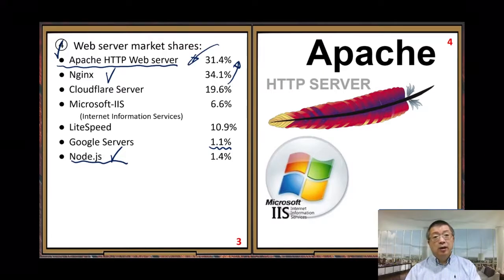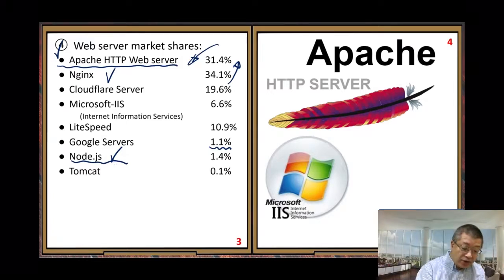Its market share grows, but not too fast. 1.4. Last year also 1 point something. This year 1.4. Grows a little bit. The last one I want to talk about, Tomcat. Yeah, Tomcat. So this is a very important server. But this is a Java server.